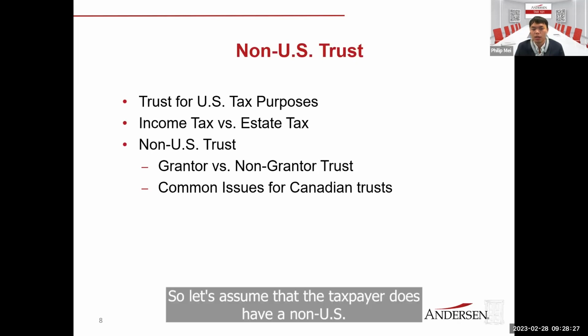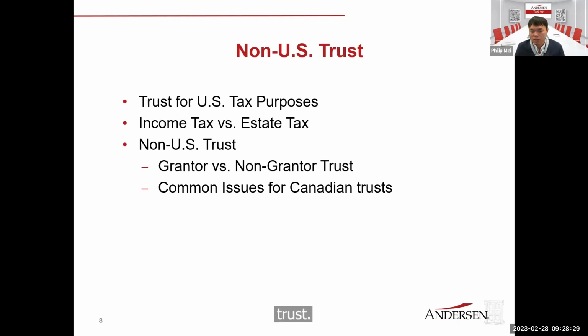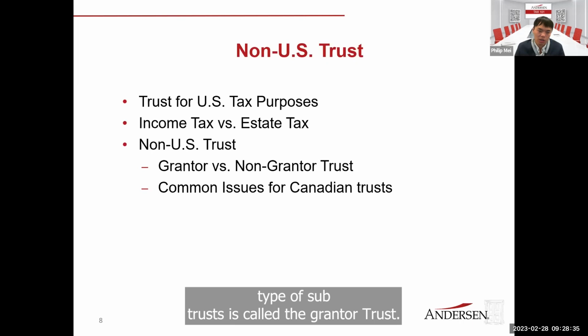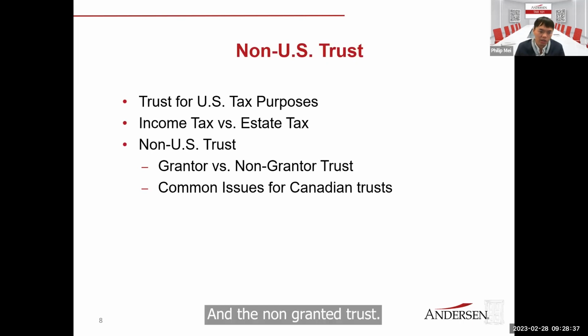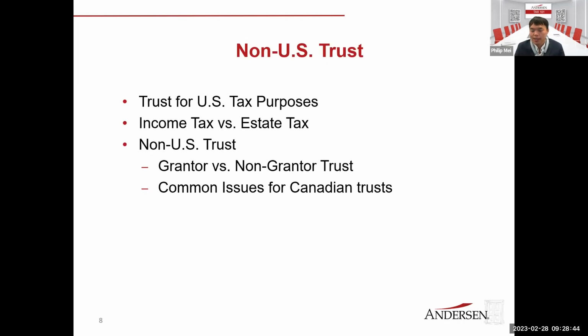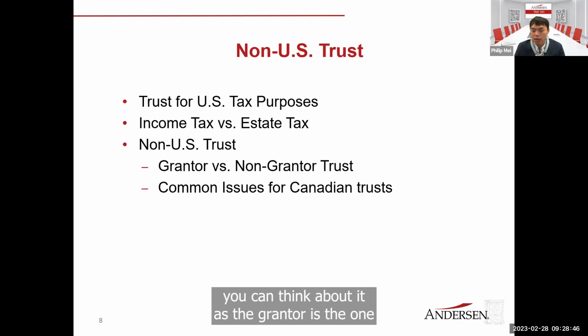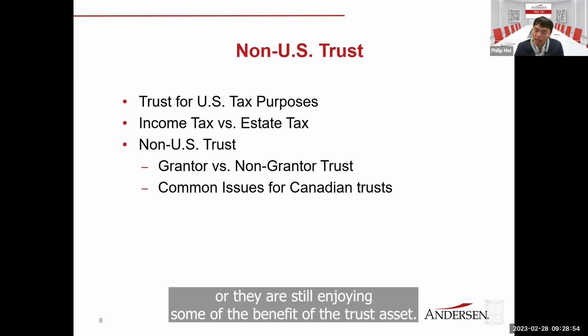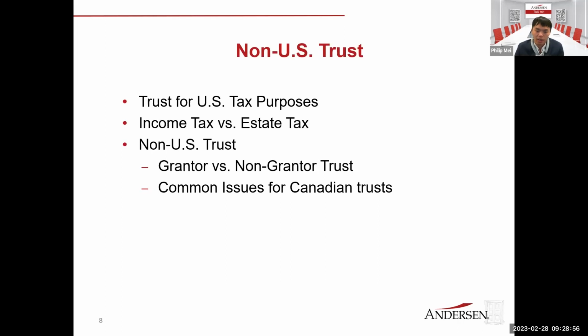So let's assume that the taxpayer does have a non-US trust. Then the IRS is going to further break it down into two different types of trusts. It's called the grantor trust and the non-grantor trust. We could go over some of the concepts about the grantor trust. You could think about it as the grantor being the one that is contributing assets into the trust, but still maintaining certain control, or they are still enjoying some of the benefit of the trust assets.